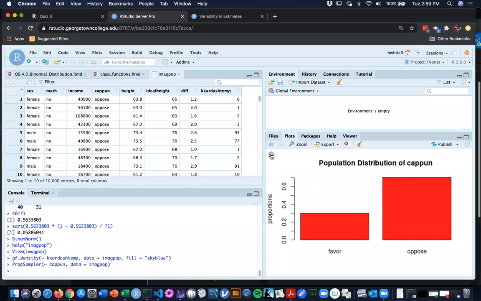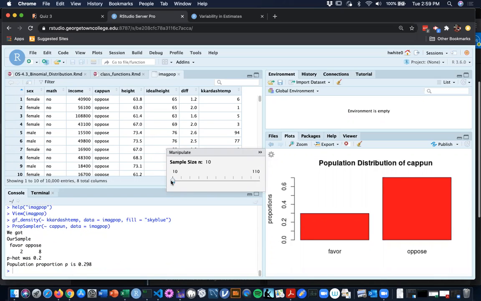Now, there's a little manipulator here where you can choose what's the sample size that your statisticians are going to use. I'm going to leave it at 10. So I'm just going to click on this bar and make things start to happen.